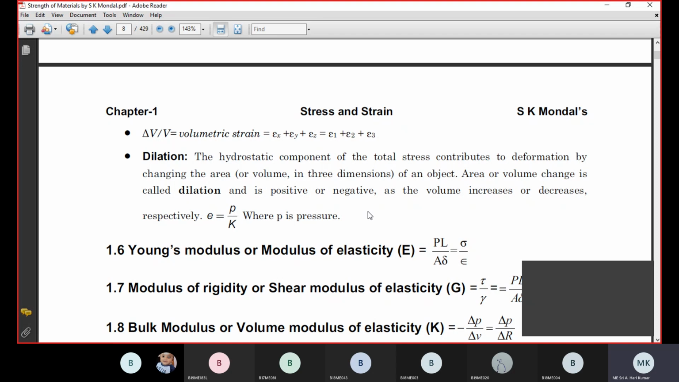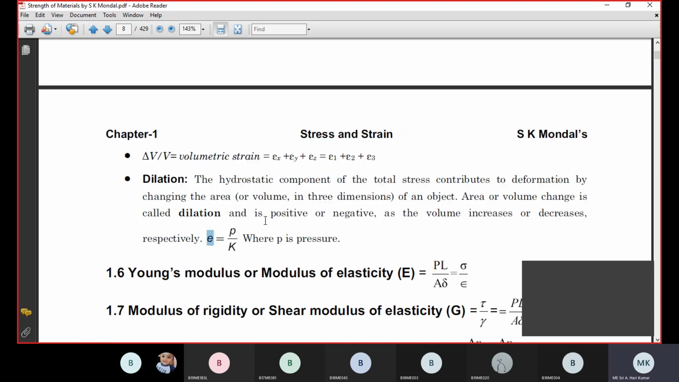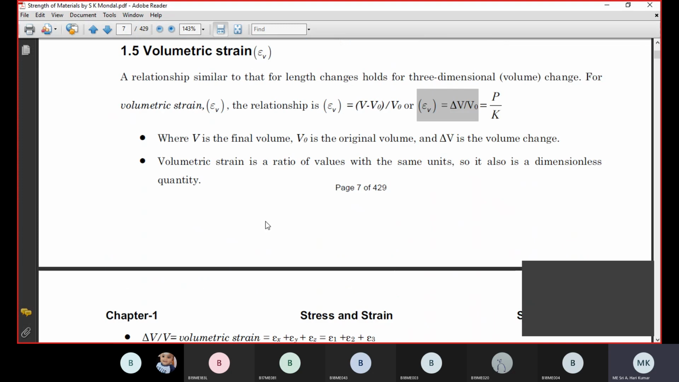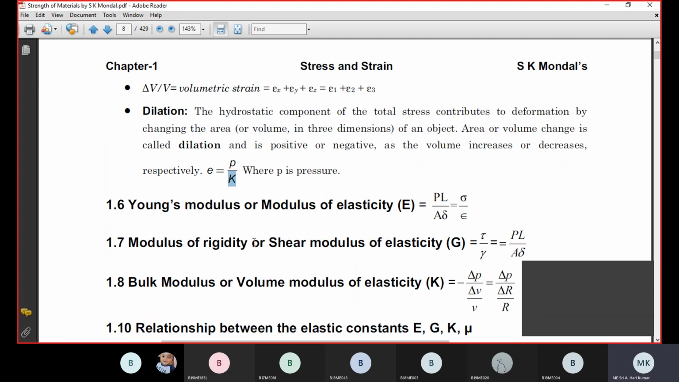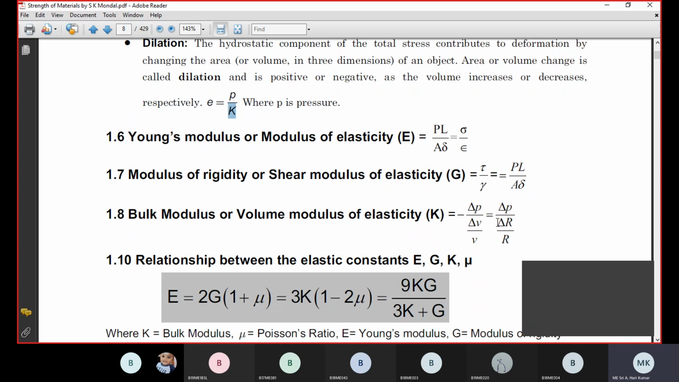Everybody knows the popular Archimedes law: when you immerse a body in water, the displaced water volume will be equal to the volume of the body. As volume increases or decreases respectively, the volumetric strain is P by K. P is the hydrostatic pressure, and K is the bulk modulus. Since the word says bulk, it relates to volume.